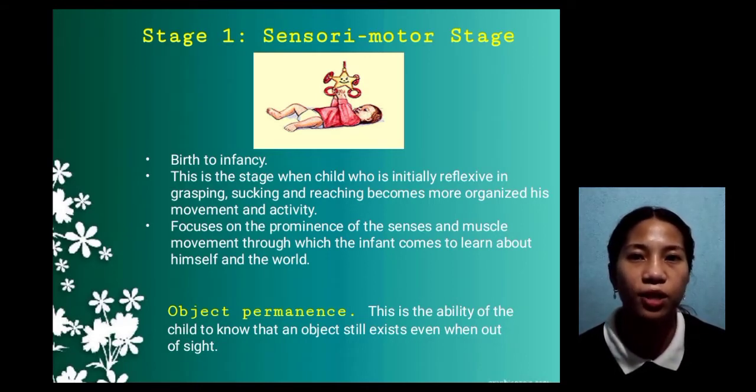This is the stage when a child who is initially reflexive in grasping, sucking, and reaching becomes more organized in his movement and activity. The term sensory motor focuses on the prominence of the senses and muscle movement through which the infant comes to learn about himself and the world. In working with children in the sensory motor stage, teachers should aim to provide a rich and stimulating environment with appropriate objects to play with. The ability that is attained in this stage is object permanence, which is the ability of the child to know that an object still exists even out of sight.